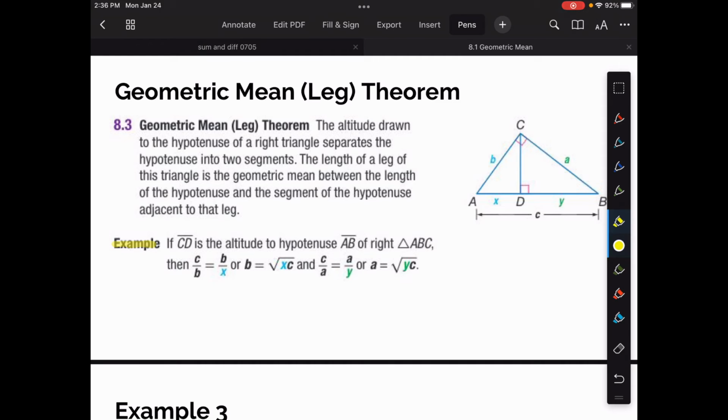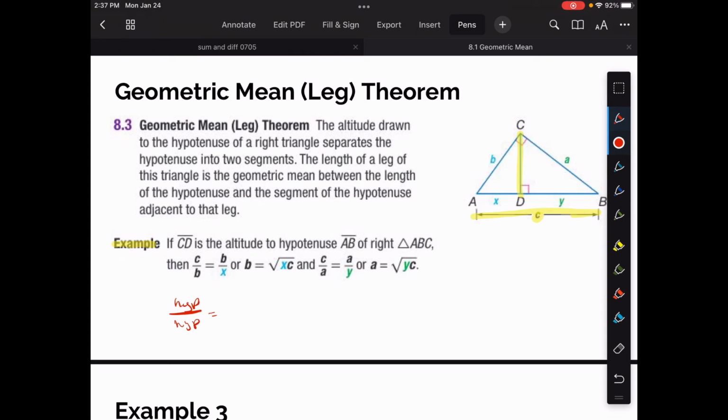If CD is the altitude to the hypotenuse AB in the right triangle ABC, then C over B. Okay, so C over B is this distance right here, the big distance, the hypotenuse. So this is like your hypotenuse in the big triangle, over the hypotenuse in the small triangle, has to equal the hypotenuse in the small triangle over its opposite leg.